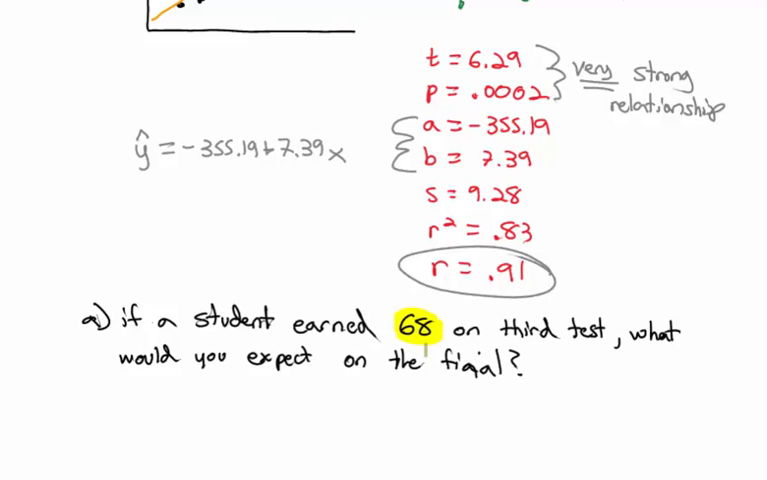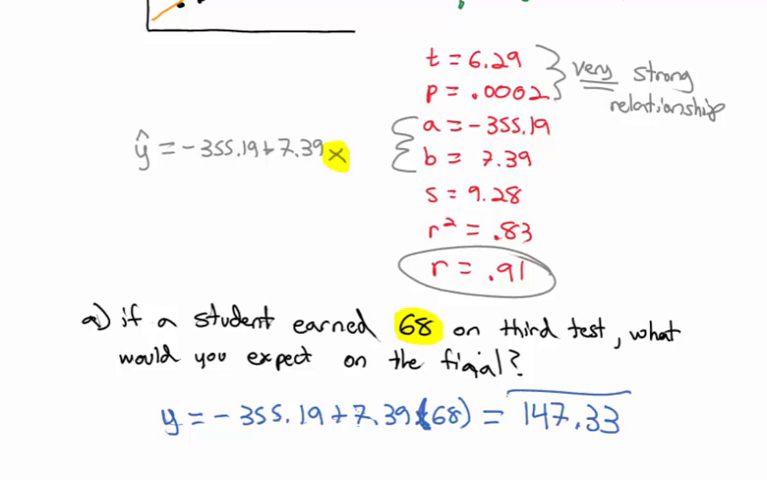Well, 68 is the score on the third test. That's the x value. So we just have to plug that in. Y is equal to negative 355.19 plus 7.39 times 68. And then we grab our calculator. Negative 355.19 plus 7.39 times 68. We would expect them to score around 147.33.